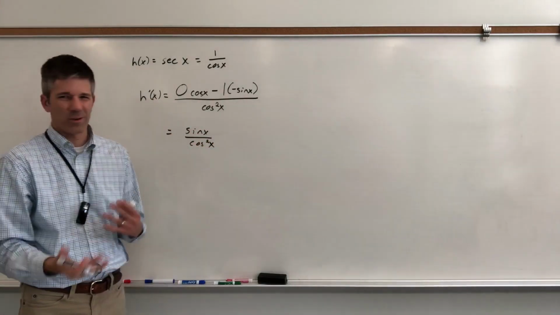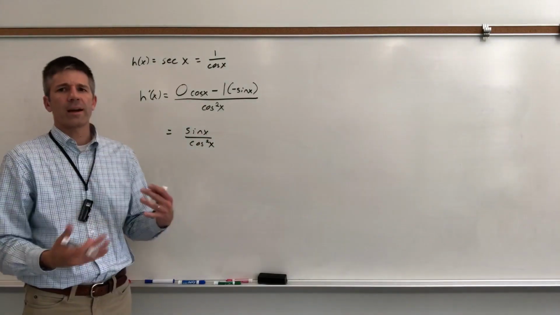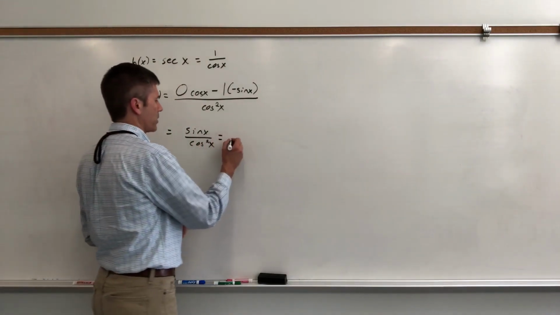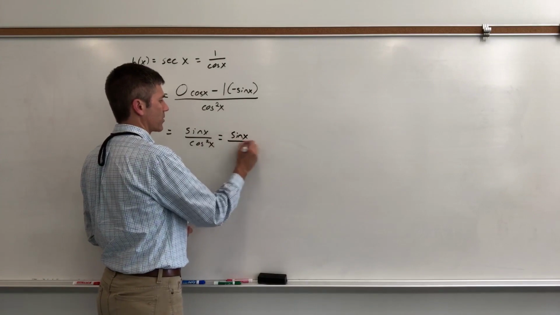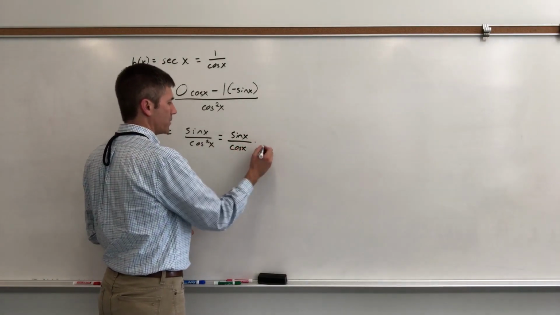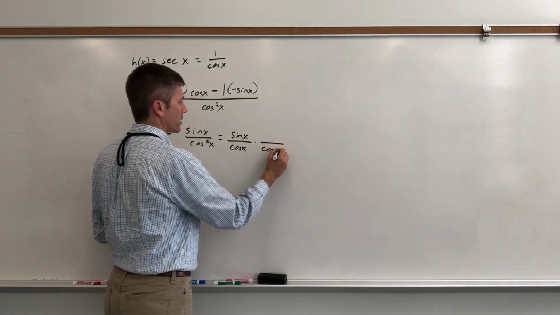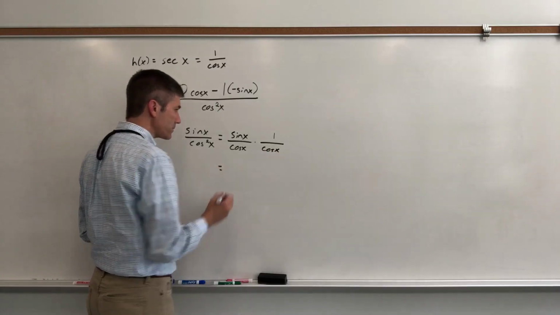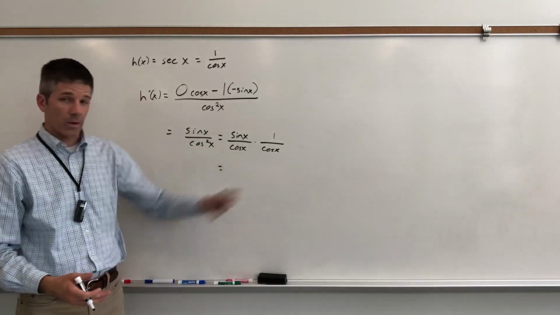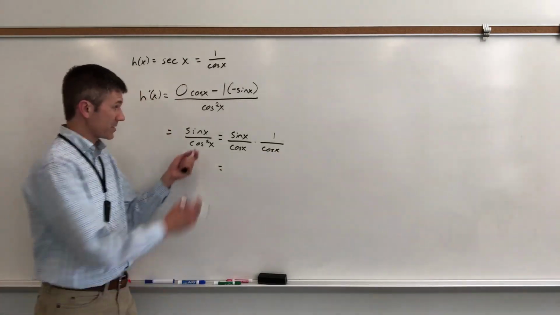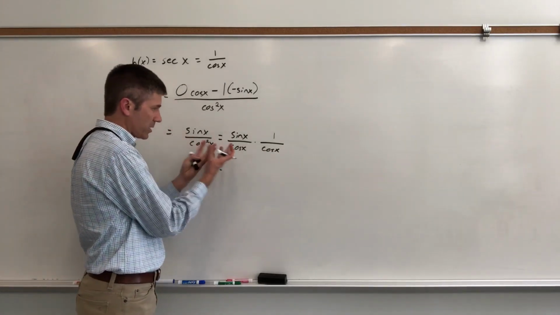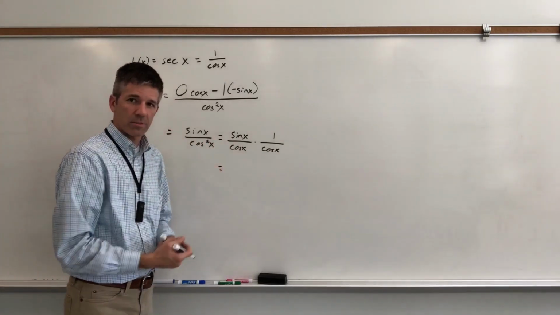correct, but no one ever writes this answer this way. I'm going to write it a couple different ways. I'm going to go with, let's call it, sine x over cosine x times 1 over cosine x. And that's what I have, and this is totally okay because I'm taking this one fraction and breaking it into 2 fractions that are multiplied together.